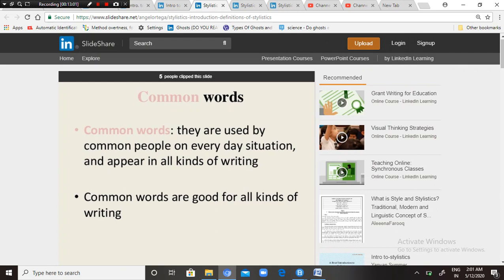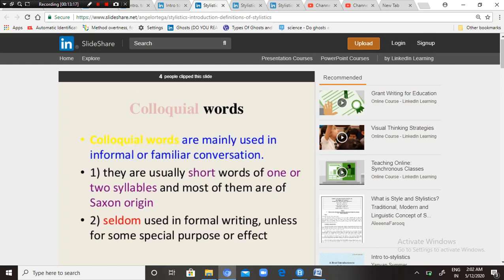Common words are used by common people in everyday situations and appear in all kinds of writing. Common words are good for all kinds of writing. Colloquial words are mainly used in informal or familiar conversation. They are usually shorter words of one or two syllables, and most of them are abbreviations. Seldom used in formal writing, except for some special purposes or effects.